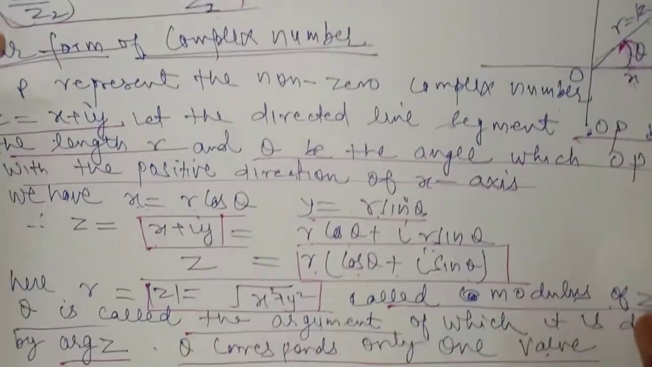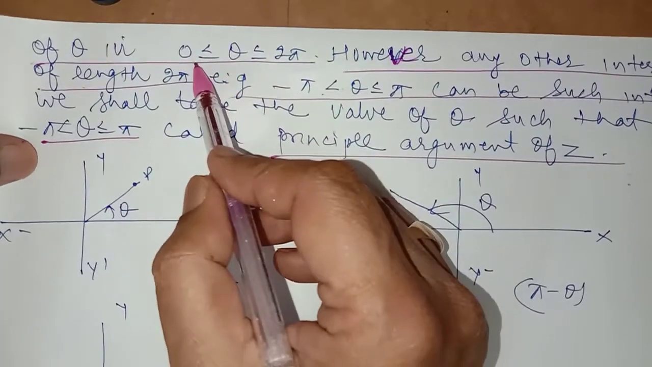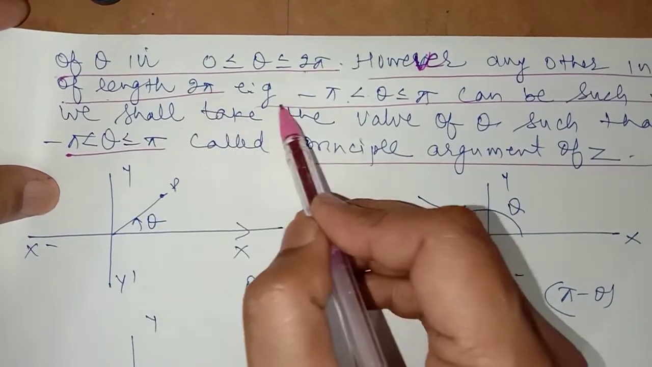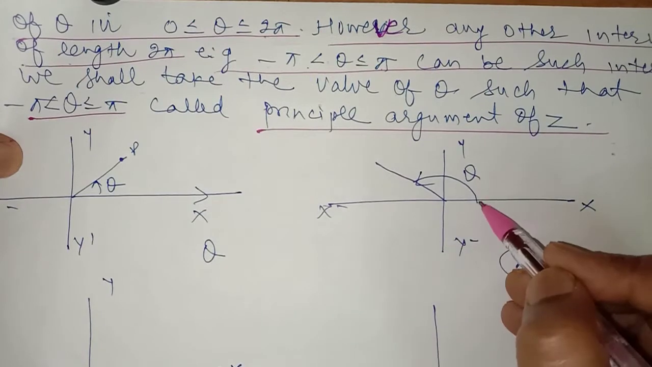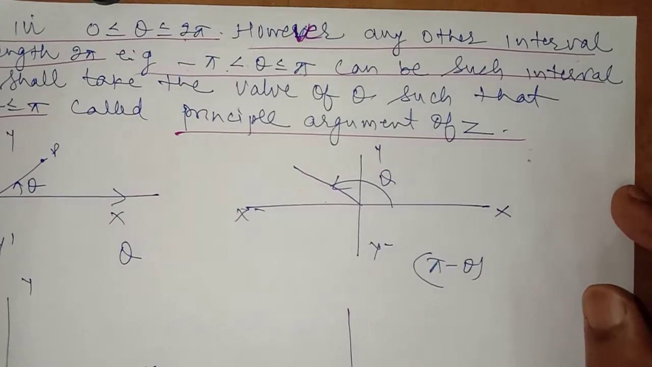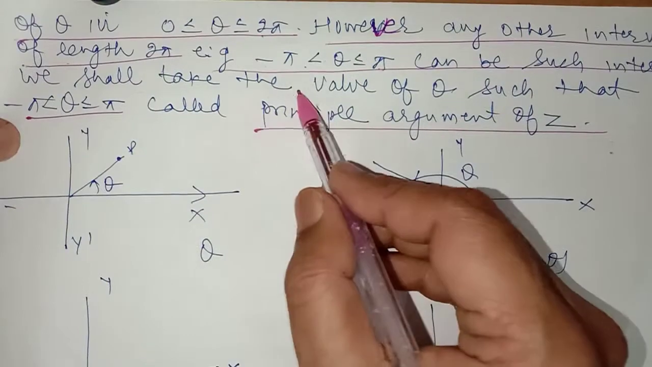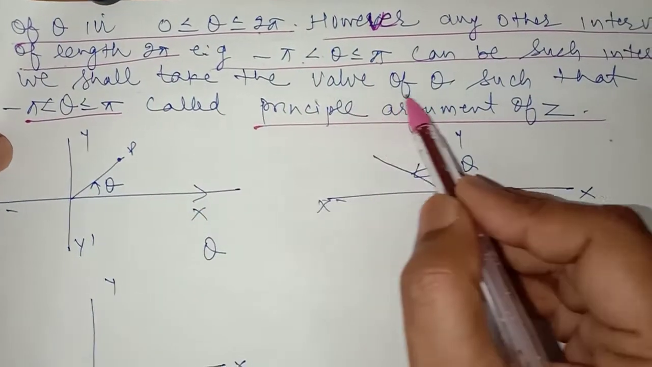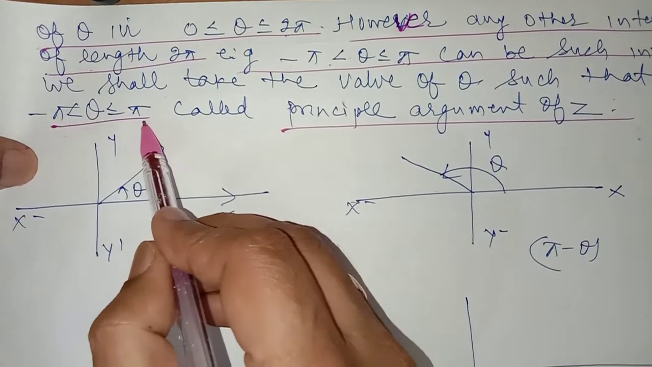Now theta can correspond to any one value from 0 to 2 pi. We can take theta as any angle from 0 to 2 pi. However, any other interval of length 2 pi, that is minus pi to pi, can also be used. Minus pi means from this to this, and plus pi means from this to this, and together they represent the total angle of the polar form of the complex number. So from minus pi to pi can be such an interval. We shall take the value of theta such that theta is greater than minus pi and less than or equal to pi.